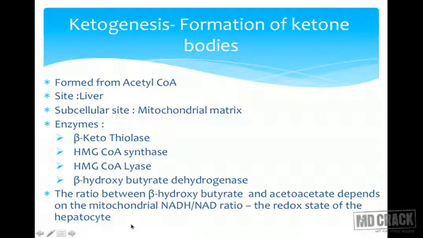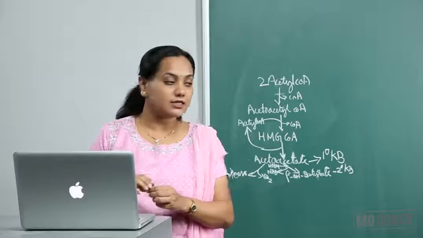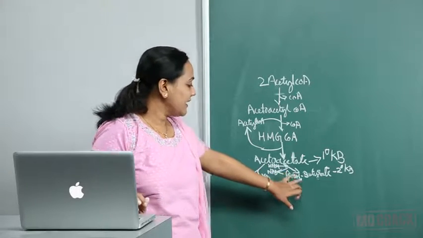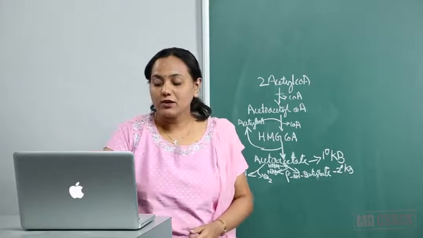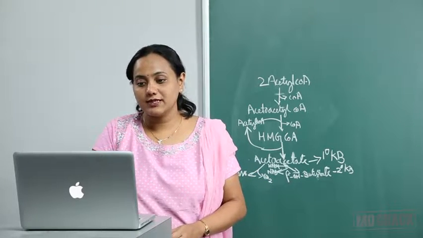Suppose it is alcoholism which has led to ketone body formation, or suppose there is alcohol intake, for example. What will happen? Alcohol, during its metabolism by alcohol dehydrogenase, will produce NADH. This NADH will increase. If NADH increases, it results in the formation of beta-hydroxybutyrate. So it all depends upon the redox state of the cell.